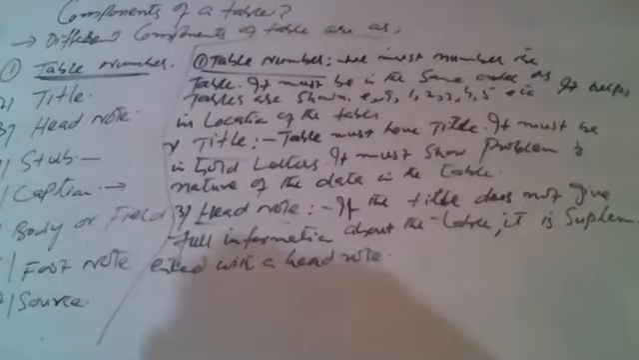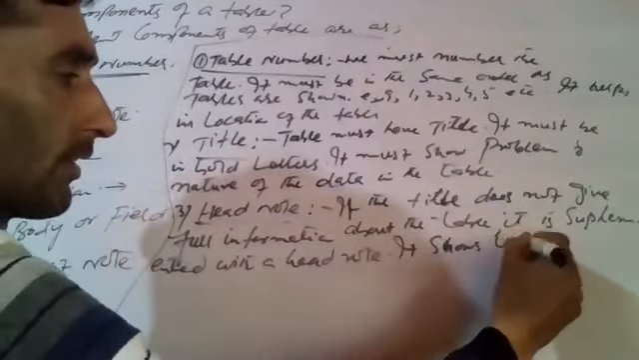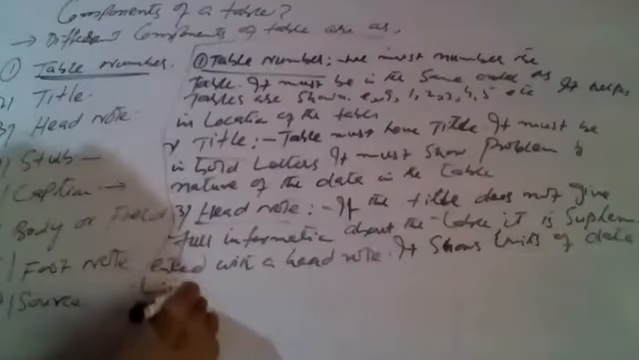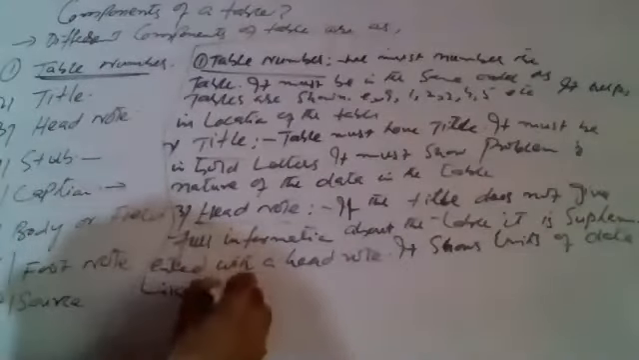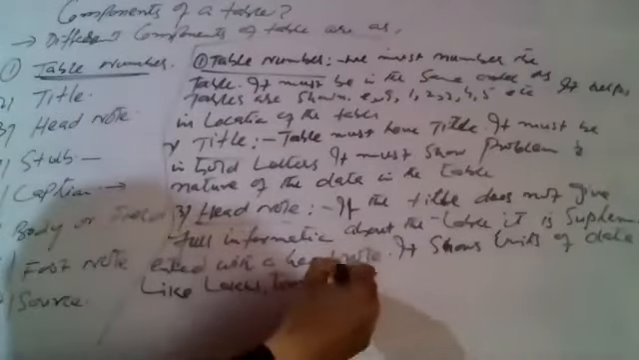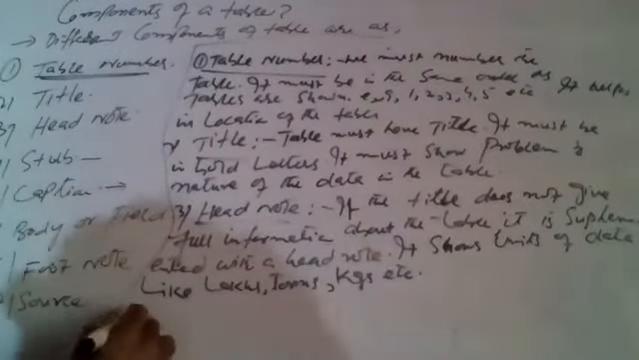It shows units of data like lakhs, tons, kgs, नीचे जो छोटे छोटे अल्फाज में लिखा होता है. Head note completes the information in the title of the table. It shows units of data like lakhs, tons, kgs, etc. Next one is setup.